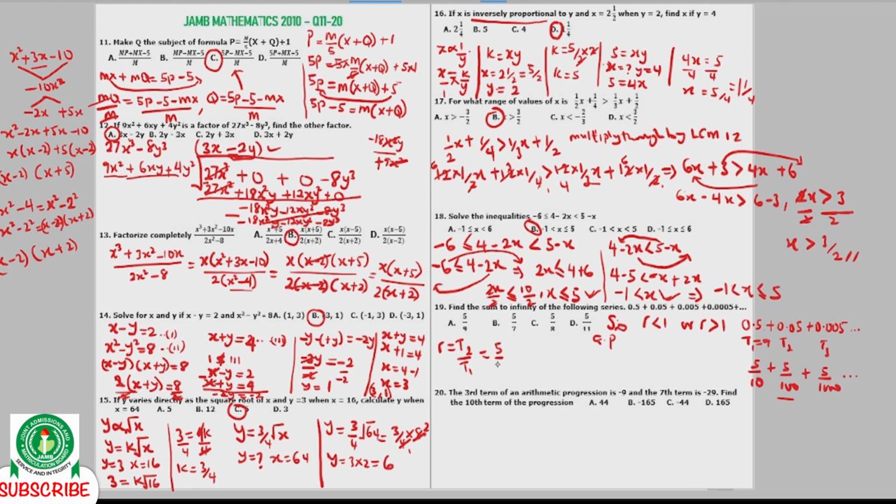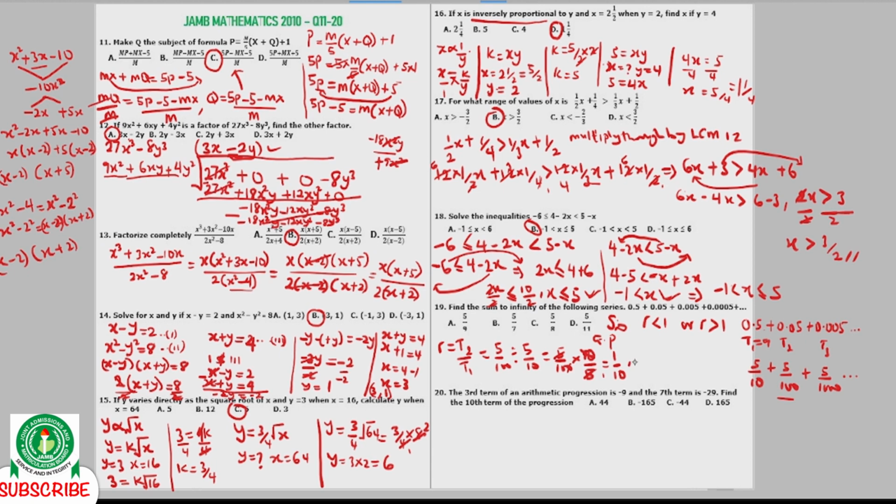So you have 5 over 100 divided by T1, which is 5 over 10. Now if you change this to multiplication, we have 5 over 100 multiplied by 10 over 5, because the denominator becomes the numerator and the numerator becomes the denominator. The 10 cancels one of the 10s in 100, which becomes 10, and 5 cancels 5. So we have R equal to 1 over 10.